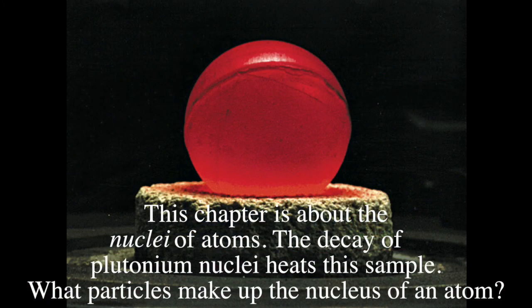I'm going to start with a question. There are three particles that make up the atom. It's the electron, the proton, and the neutron. Which of these particles are found in the nucleus? We'll give you some choices. Now, of course, you know the answer to this.